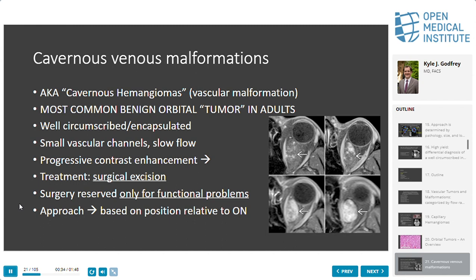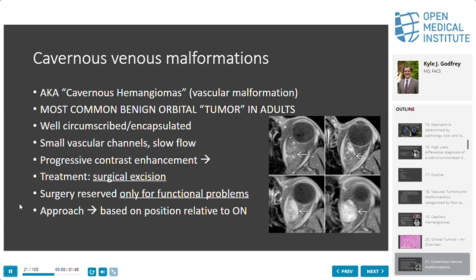And in contrast to the capillary hemangiomas are the cavernous hemangiomas. Cavernous hemangioma is a bit of a misnomer. The true technical term is cavernous venous malformation, because they're not really true tumors. They're a dilated network of venous channels that form a pseudocapsule and look a lot like a tumor. In contrast to the capillary hemangiomas, these tend to be very slow, low flow lesions made up of venous channels.